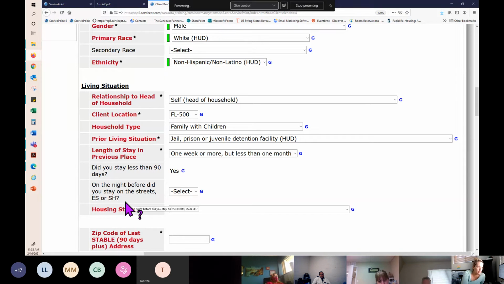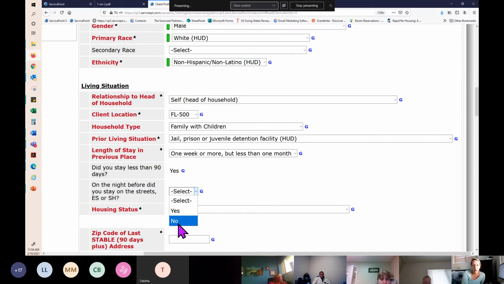SH is safe haven. Sarasota Manatee does not have any safe havens. I don't know that Pasco does. Please correct me if I'm wrong, but I don't believe they do. I know for a fact Sarasota Manatee does not have safe havens. So we're asking the client on the night before they went to jail, were they on the streets or in an emergency shelter? We either say yes or no.